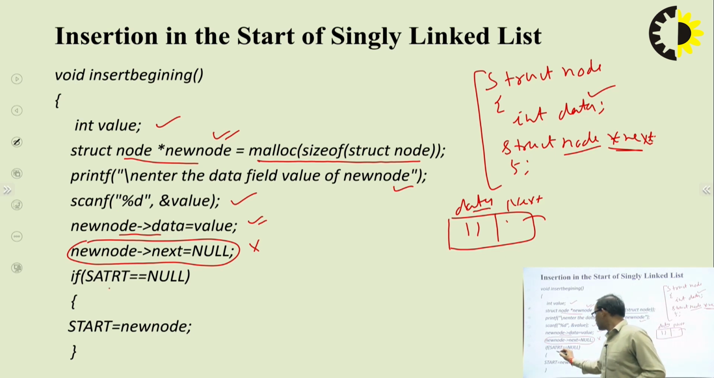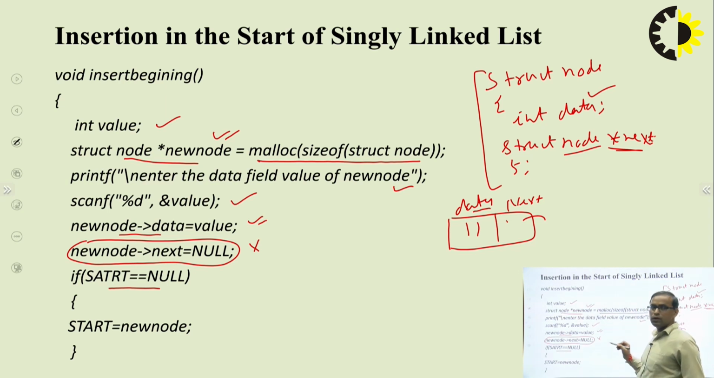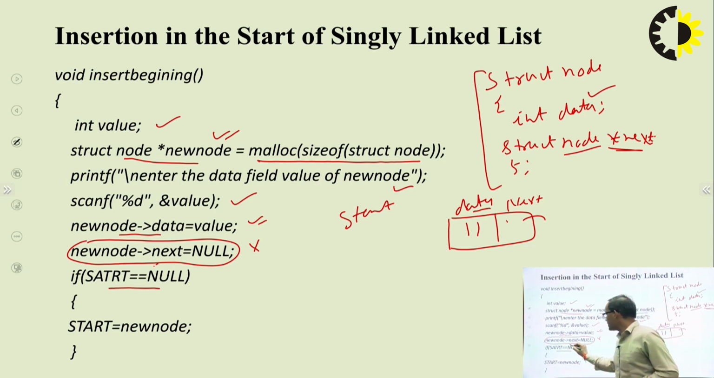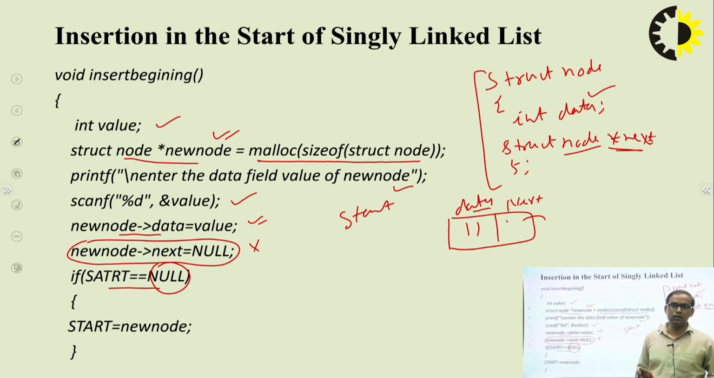If start is equal to null, it means the linked list is empty. Then the node that we are going to insert will be the first node. So initially, what is start? Start is a pointer variable which contains the address of the first node of the linked list. So if there is nothing in start, it means there is no address in start, then what does it mean?